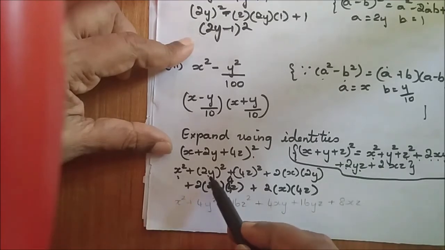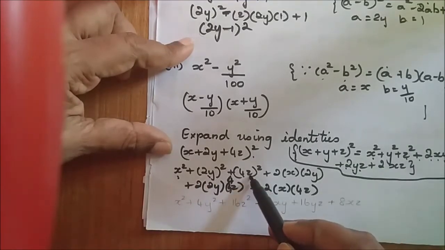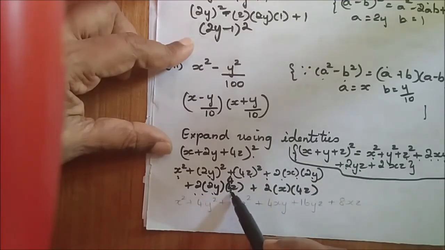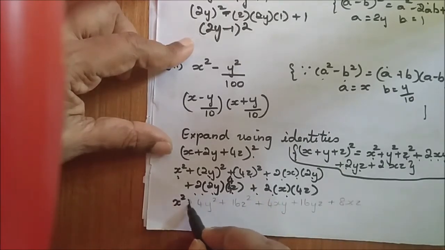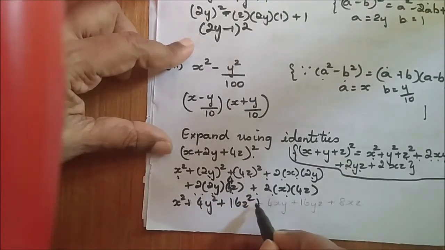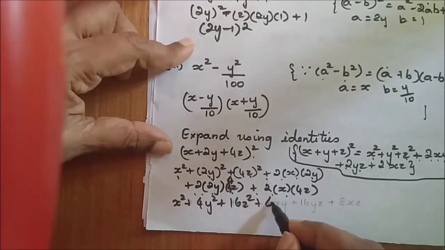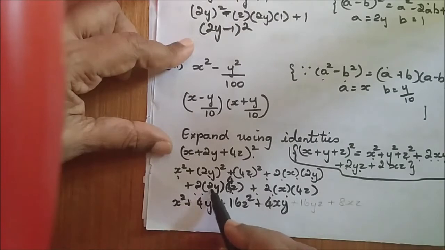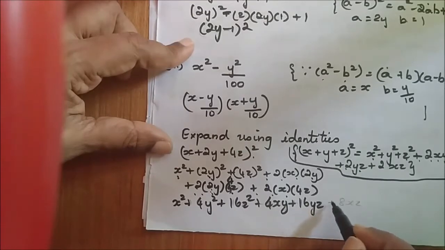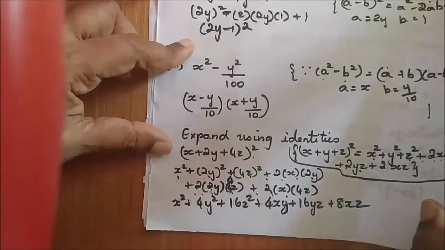So it is x squared plus 2y squared plus 4z squared plus 2 into x into 2y plus 2 into 2y into 4z plus 2 into x into 4z. This is nothing but x squared plus 4y squared plus 16z squared plus 2 into 2 is 4, so it is 4xy. 2 into 4 is 8, 4 into 4 is 16, so it is 16yz plus 8zx. So this is how we solve the problem using identities.